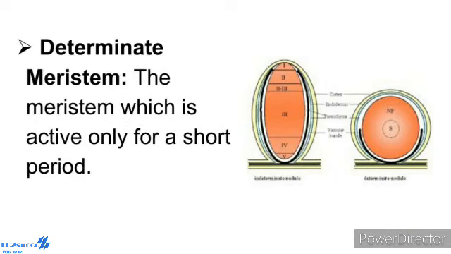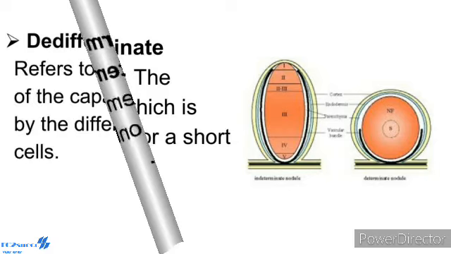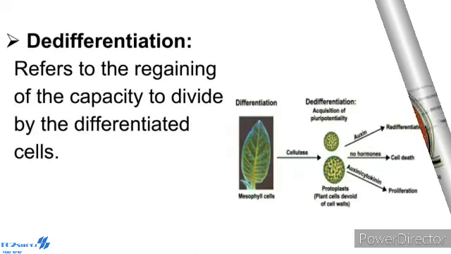Another one, determinate meristem. The meristem which is active only for a short period. The meristems such as those involved in leaf and flower formation are active only for a short period and are primarily responsible for the formation of an organ. These are called determinate meristems. Next one, de-differentiation.